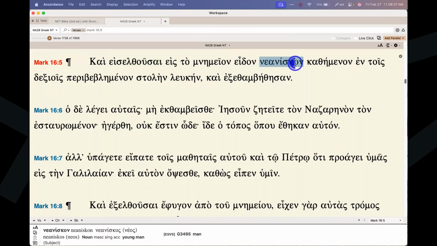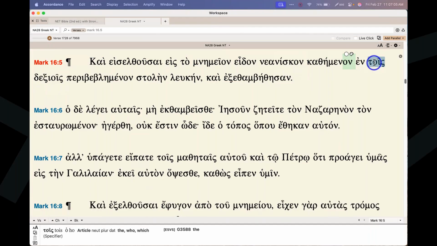They saw takes this accusative noun here. They saw a young man, but they didn't just see the young man. They saw the young man with an accompanying action, although maybe action's a strange word for sitting, a verb anyway. So we've got a participle on here. That's an accusative participle because it matches the young man that they saw. So they saw a young man sitting at the right side.